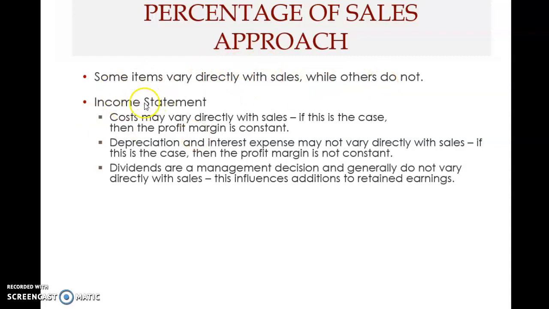Most items change directly with sales, but some items do not. So in the income statement, if costs vary directly with sales, then the profit margin will be constant. Because if sales go up by 15% and costs also go up by 15%, then the profit margin will remain constant. It won't go up. The profit will go up by 15%, but the profit margin, which is the ratio of profit to sales, will not change. This will remain constant.